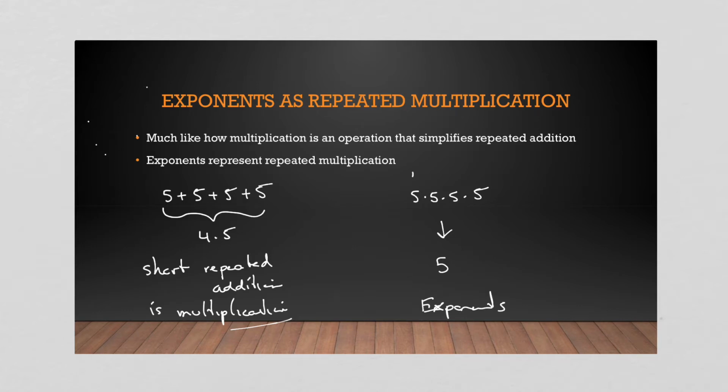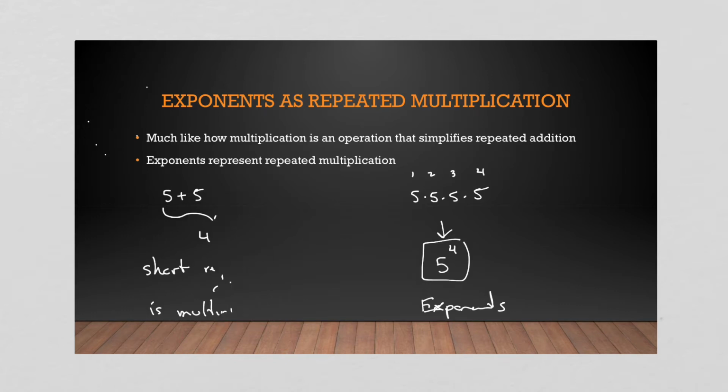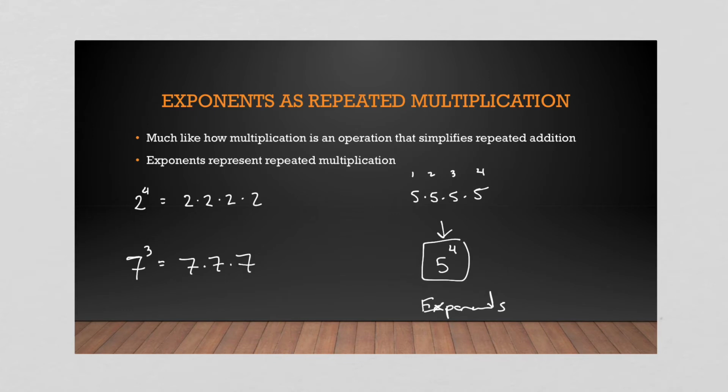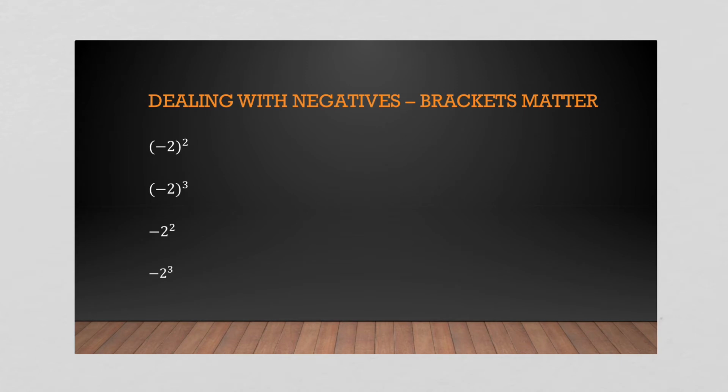And this means 1, 2, 3, 4 of them. So it's 5 to the power of 4. It means repeated multiplication. If you have anything to a power, it means it's that thing times itself. So if you have 2 to the power of 4, that means we have 2 times 2 times 2 times 2, 4 times. If we have 7 to the power of 3, it's 7 times 7 times 7. Exponents are repeated multiplication.